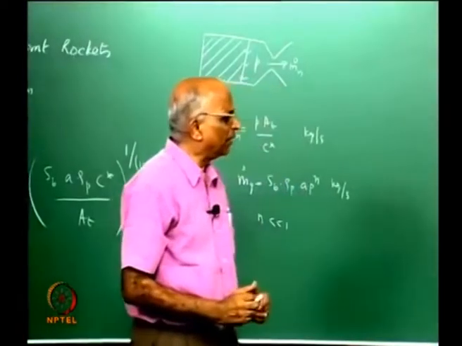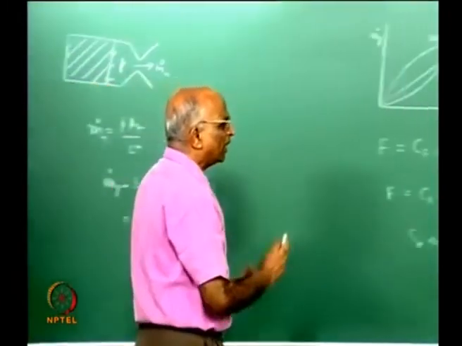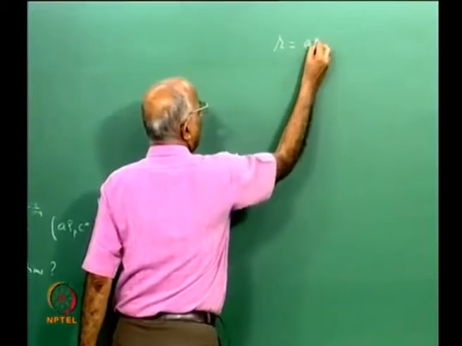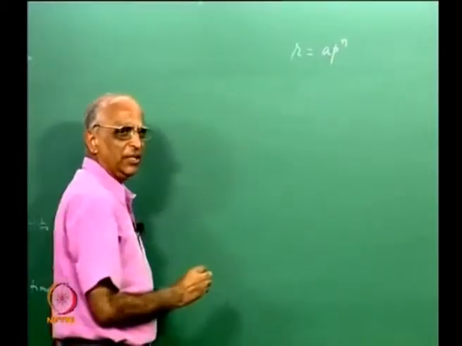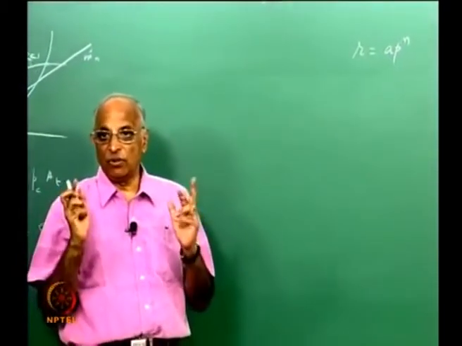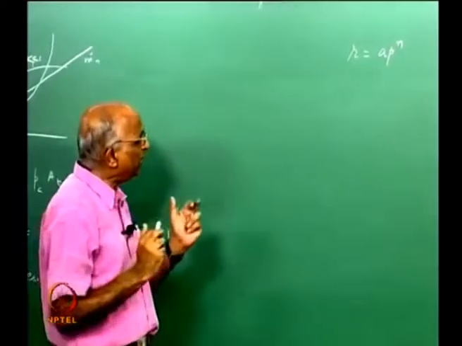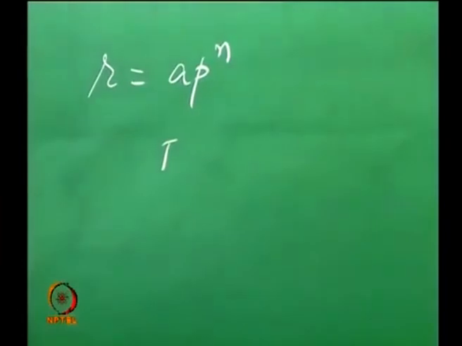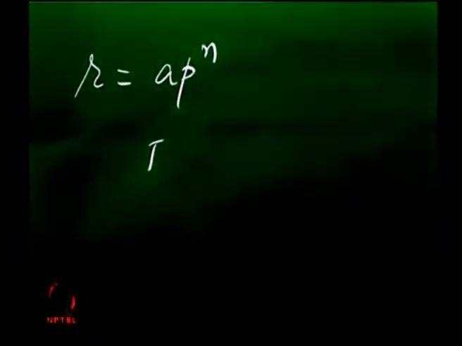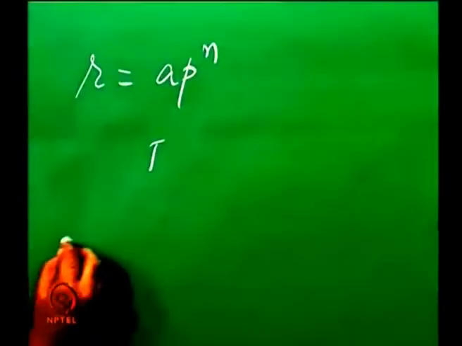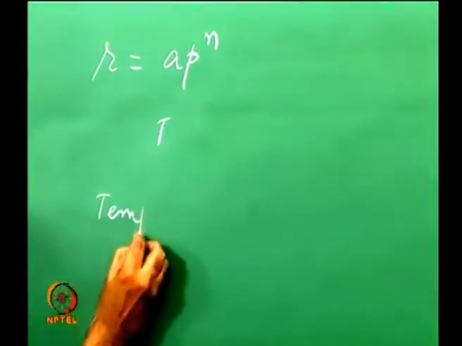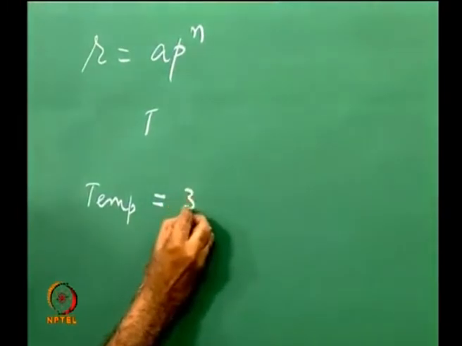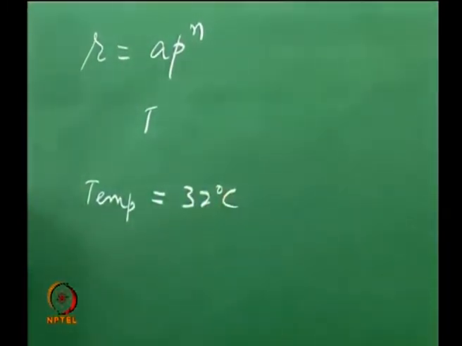But before I do that, so far all we have done is we took the burning rate law, r is equal to a p to the power n. We considered explicitly the effect of pressure alone, but we said a includes the effect of temperature, initial temperature of the propellant. Let's take an example. We can consider a temperature of the propellant to be ambient, that is, a rocket motor is tested today, the temperature is quite hot today, maybe 32 degrees centigrade.